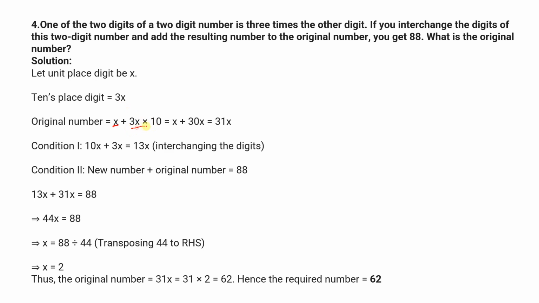So, this is the number in the tens place. That's equal to x plus 3 into 10, which is 30x. So, x plus 30x is 31x. So, 31x is the original number.